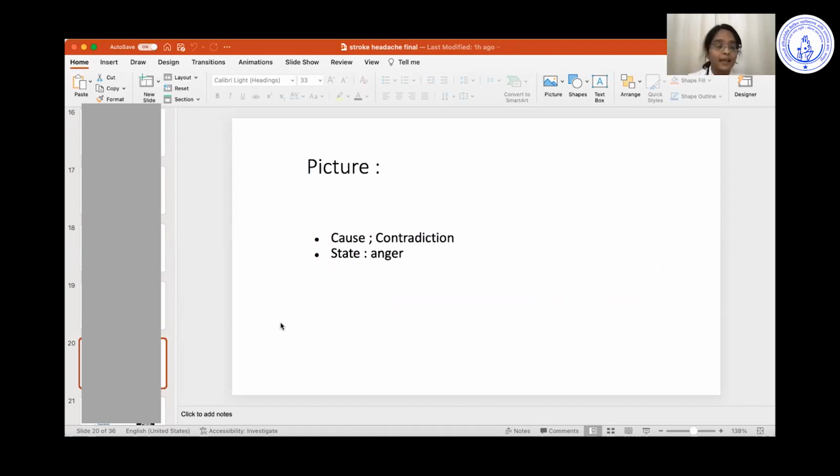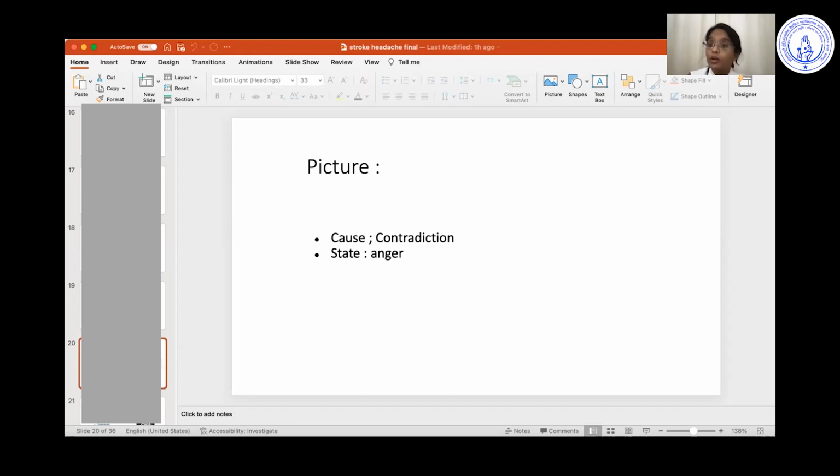So cause was what? Contradiction. Second, the state of mind was what? Anger. So you understand that this contradiction caused him anger, which led him to headache development, and which further developed into the post strokes and everything. You can see the patient's situation right now.